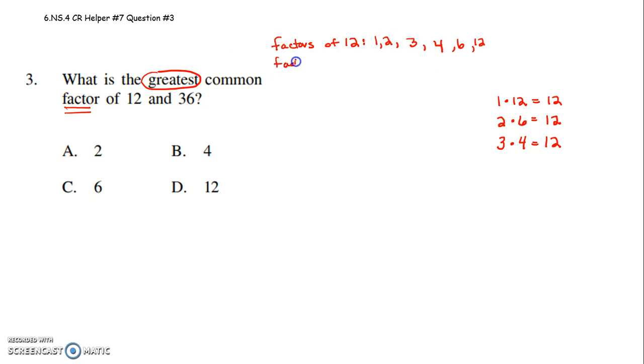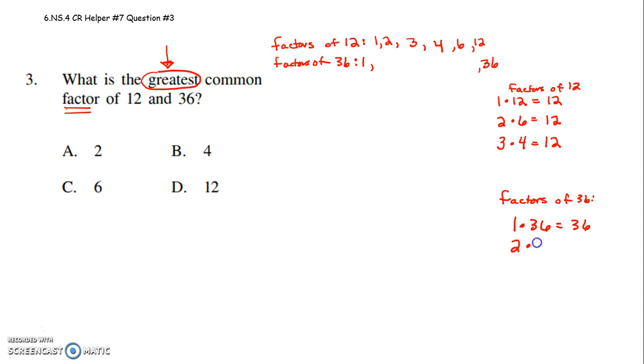Next up, I have to get the factors of 36. They're going to have several factors in common, but we're going to look for the greatest common factor. Let's find our factors of 36. So this was how we found our factors of 12. And let's talk about how we find our factors of 36. Two numbers that multiply together to get 36. Well, 1 times 36 is 36. So that tells me 1 and 36 are factors of 36.